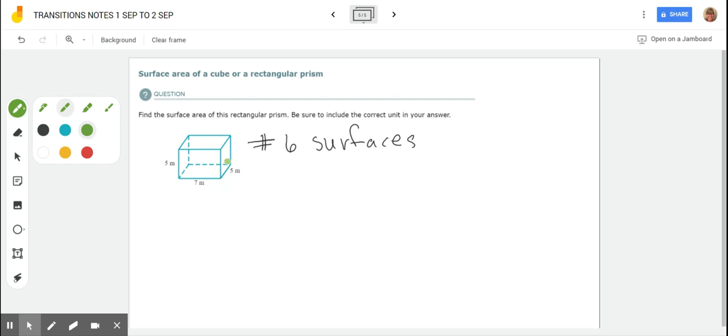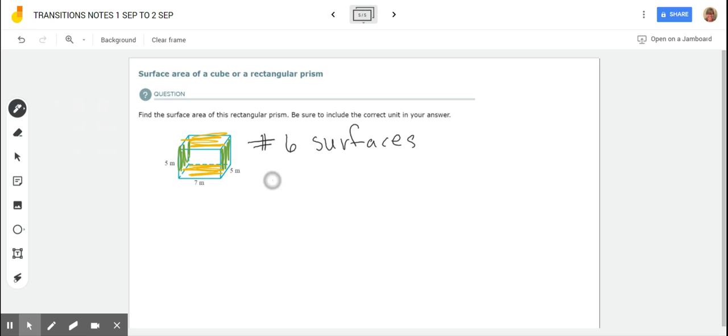I have two of these guys, correct? I have this surface and I have that one that match. I also have this bottom surface and the top surface that match, and then the front and the back, which I'm not going to color because that just wouldn't be visually appealing. All right, so what you want to do is simply find the area of all 6 surfaces.